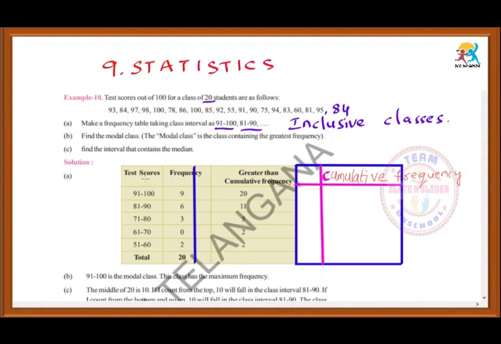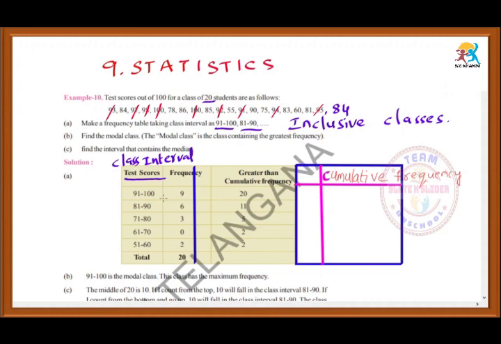So in the first column we have to take the test scores, or we can take the class intervals, no problem, we can take as per our wish. And the first one is 91 to 100. So we have to count how many numbers are there between 91 to 100. First of all, this is 93. We will cross them: 1, 2, 3, 4, 5, 6, 7, 8, 9. So the frequency is 9. That means the number of students who got marks between 91 to 100 is 9.